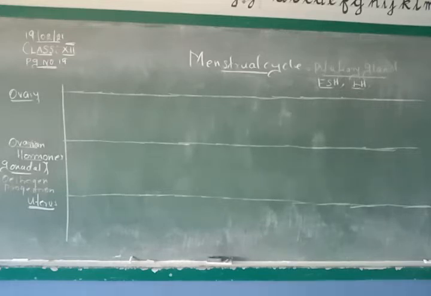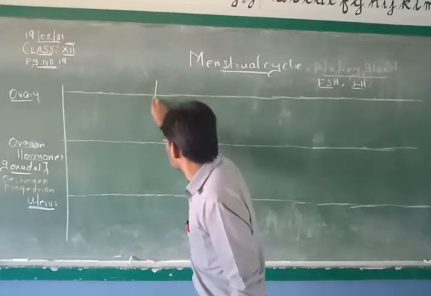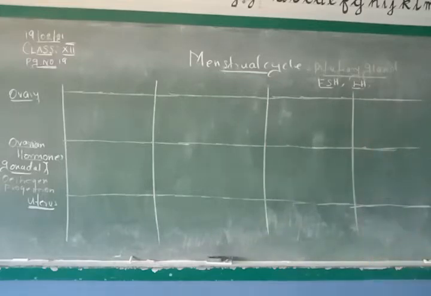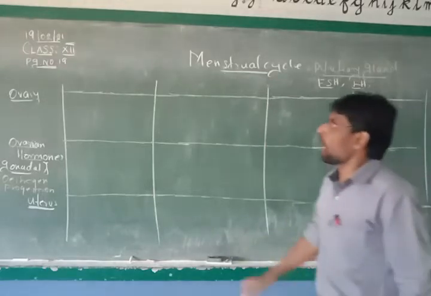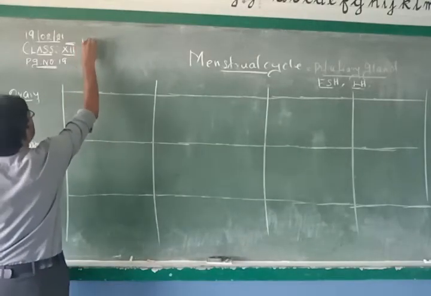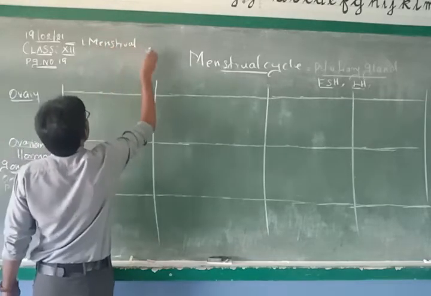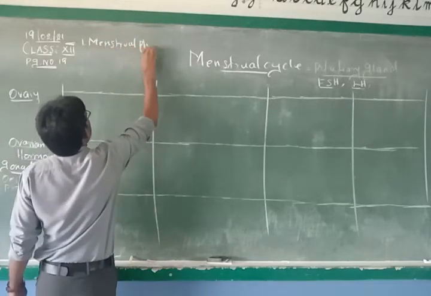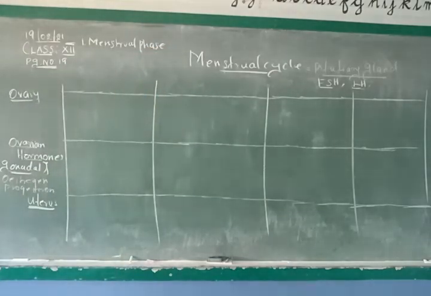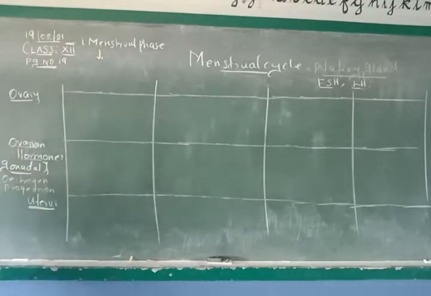Okay, right. Now we will talk about this menstrual cycle in 4 different stages: stage 1, 2, 3 and 4. The first stage is called the menstrual stage, or otherwise the menstrual phase. So here we are going to talk about the menstrual phase.